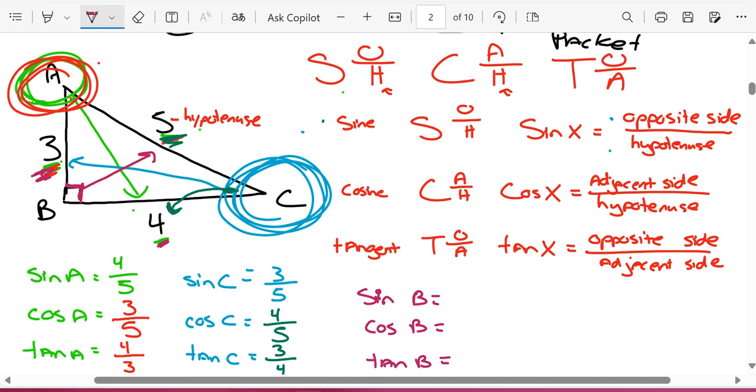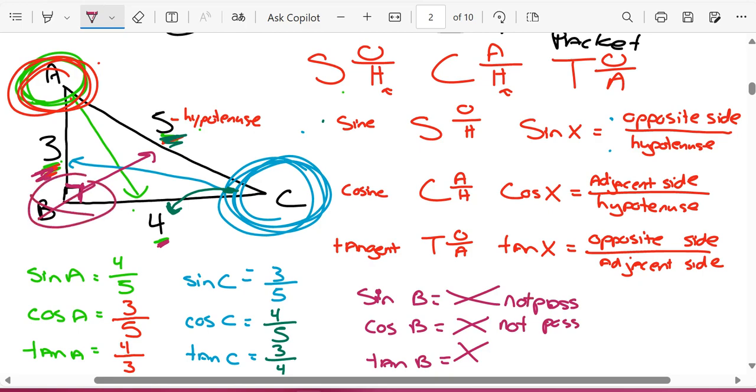Basically, what I'm getting to, guys, when it comes to these trig ratios, it's never going to be for the right angle. Never the right angle. So it would never be for angle B. It's always going to be for the other two angles. So like A and C, yes, but never for the right angle.